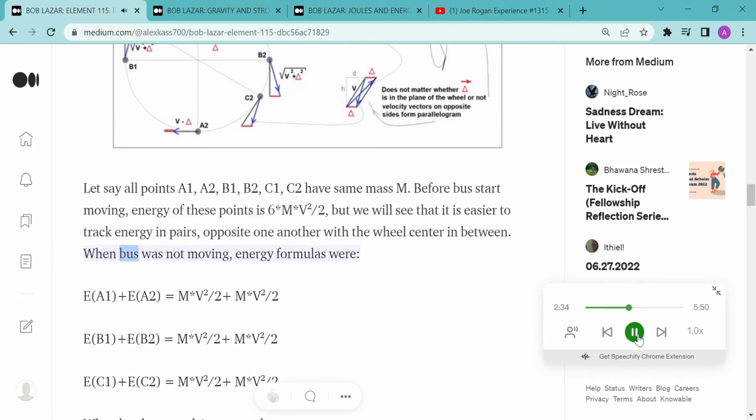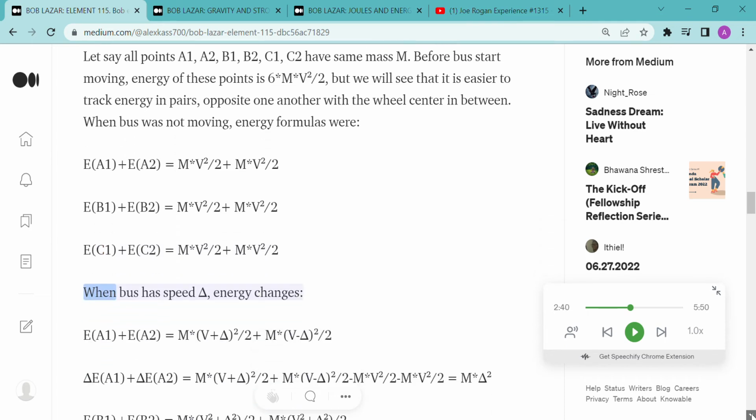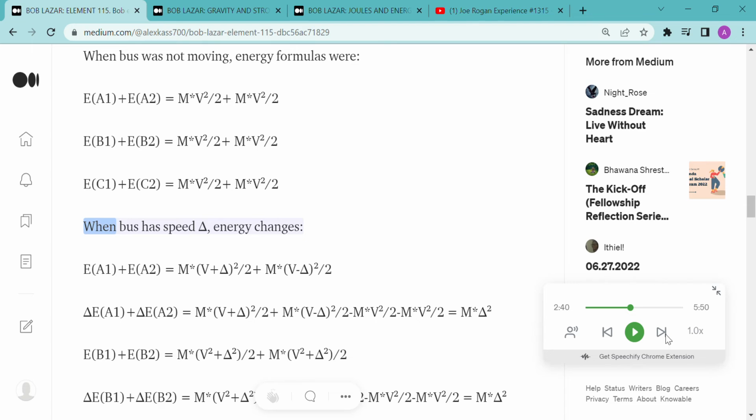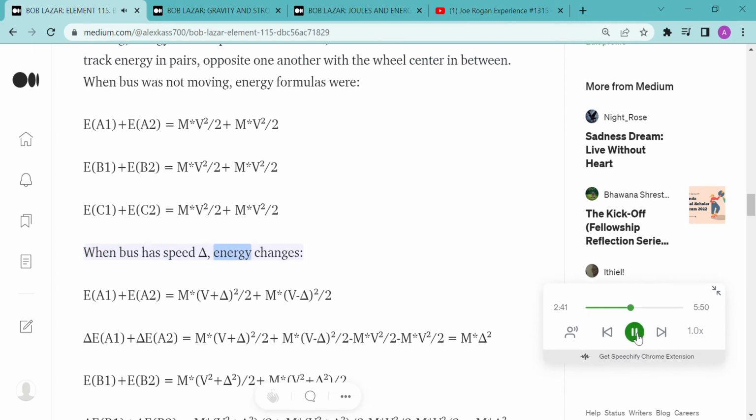When the bus was not moving, the energy formulas were as follows. When the bus has speed delta, energy changes.